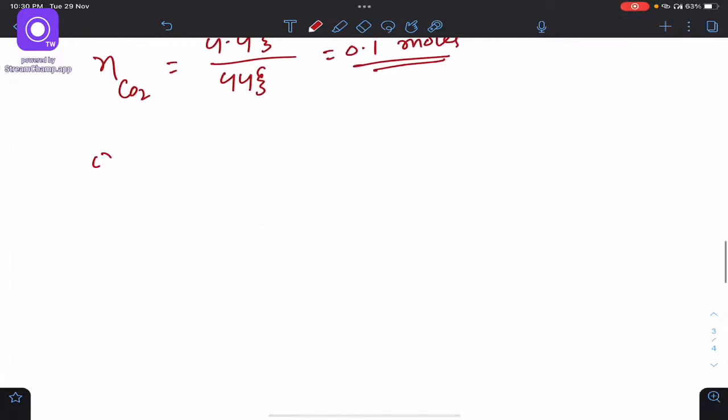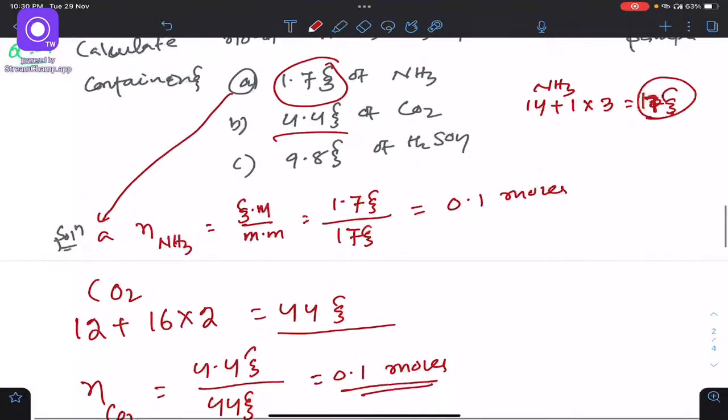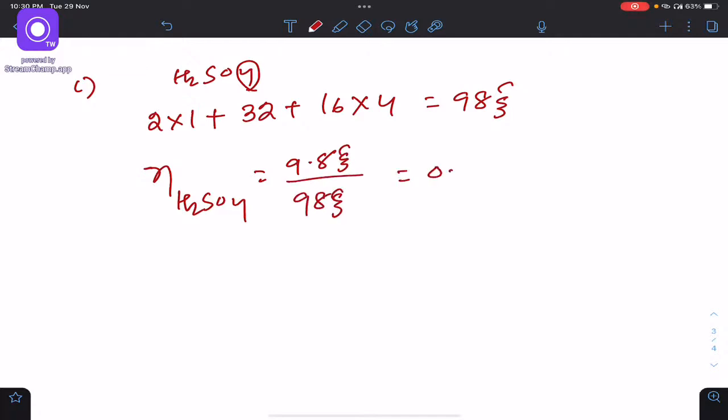Next one, C, H2SO4. Hydrogen 2 into 1, the atomic mass of hydrogen is 1, plus sulfur 32 plus oxygen 16 into 4, which is equal to 98 gram. So number of moles of H2SO4 is equal to given mass, what mass is given? 9.8 gram divided by 98 gram, which is equal to 0.1 mole. Done.